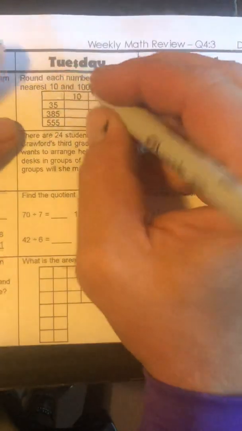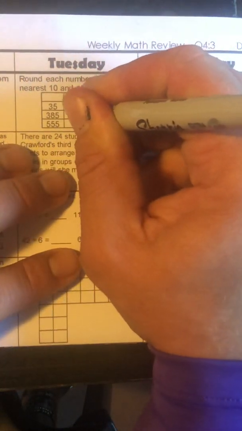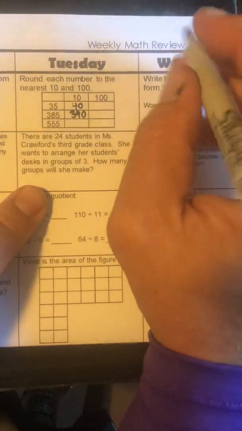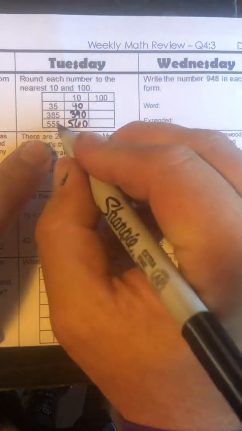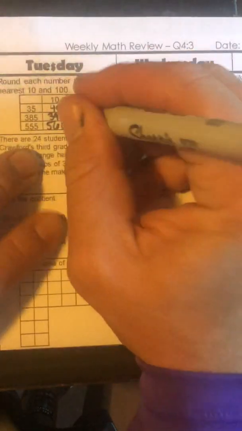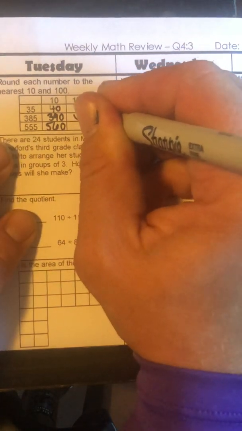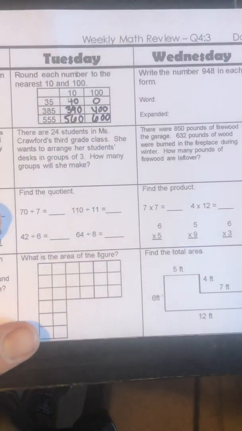Round each number to the nearest 10 and 100. This is going to go to 40. This is going to 390 because the 5 bumps up the 8 to a 9. 555 becomes 560. The 5 bumps that other 5 up to a 6. 35 gets rounded to 0, 385 gets rounded to 400, and 555 gets rounded to 600.